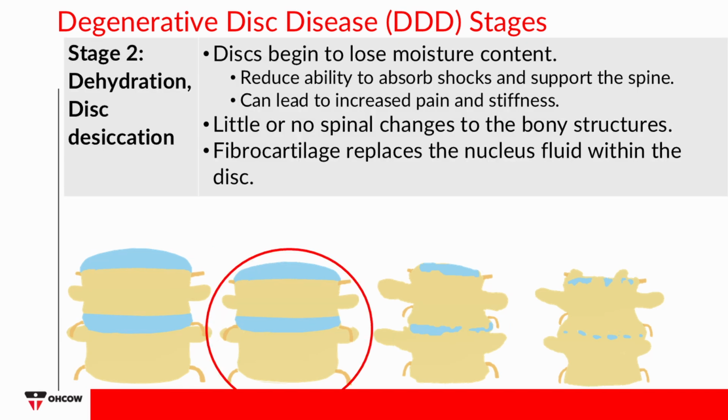The second stage is called dehydration or disc desiccation. Here the spinal discs begin to lose their moisture content, causing them to become less effective at absorbing shocks and supporting the spine. The loss of hydration can lead to increased pain and stiffness. There are little or no spinal changes to the bony structures of the spine in this stage. Results in fibrocartilage replacing the nucleus fluid within the disc.